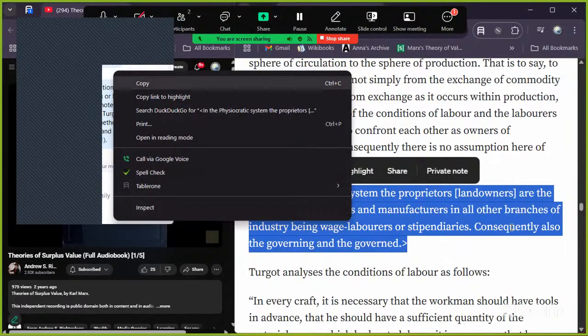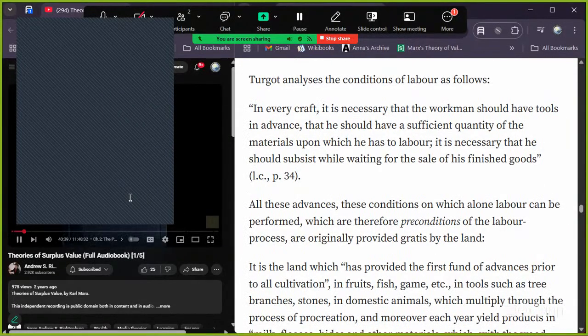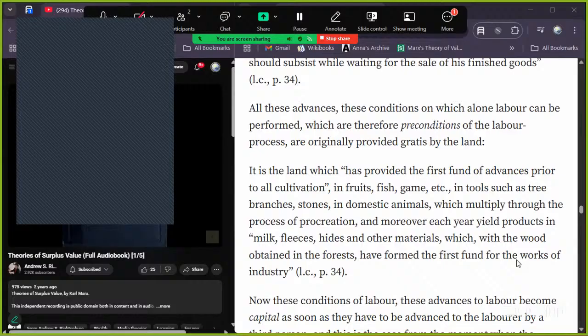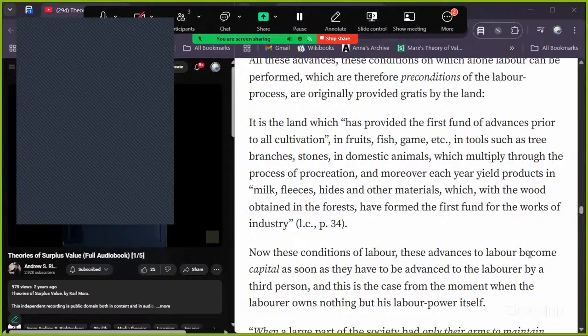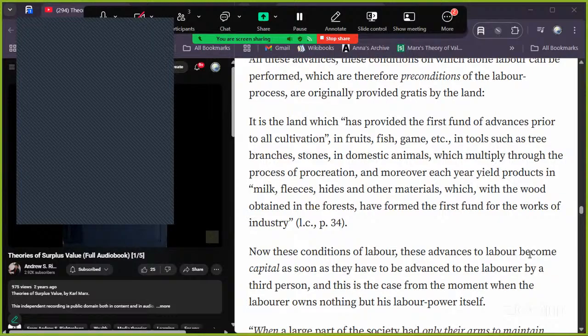Turgot analyzes the conditions of labor as follows, quote, in every craft, it is necessary that the workman should have tools in advance, that he should have a sufficient quantity of the materials upon which he has to labor. It is necessary that he should subsist while waiting for the sale of his finished goods. End quote. All these advances, these conditions on which alone labor can be performed, which are therefore preconditions of the labor process, are originally provided gratis by the land. It is the land which, quote, has provided the first fund of advances prior to all cultivation, end quote, in fruits, fish, game, etc., in tools such as tree branches, stones, in domestic animals, which multiply through the process of procreation, and moreover each year yields products in, quote, milk, fleeces, hides, and other materials, which, with the wood obtained in the forest, have formed the first fund for the works of industry, end quote.